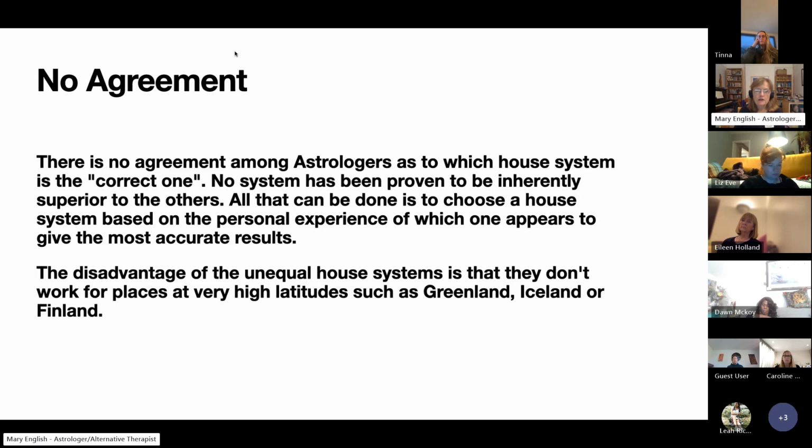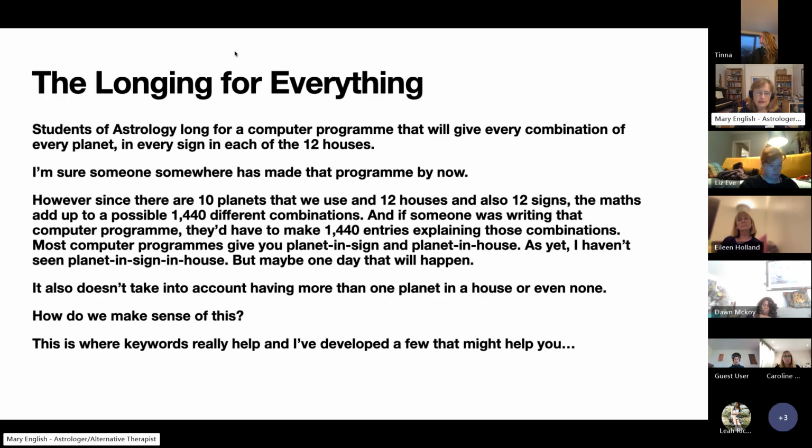The longing for everything. Students of astrology long for a computer program that will give every combination of every planet in every sign in each of the 12 houses. I'm sure someone somewhere has made that program by now. However, since there are 10 planets that we use and 12 houses and 12 signs, the maths add up to a possible 1,440 different combinations. And if someone was writing that computer program, they'd have to make 1,440 entries explaining those combinations.